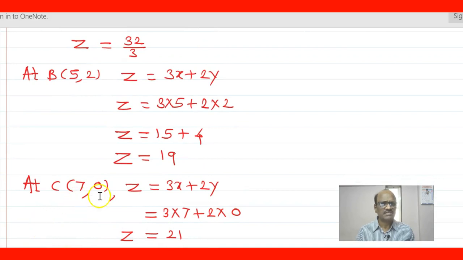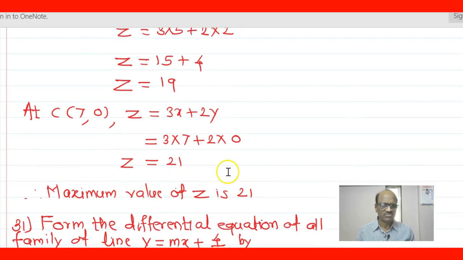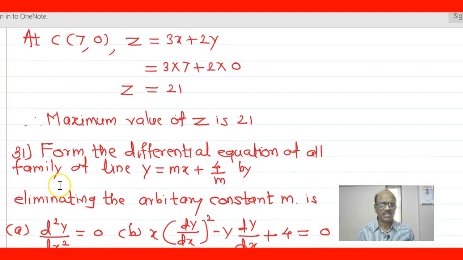At the point C (7, 0), z equals 3x plus 2y. Substitute x equals 7 and y equals 0, then z equals 21. Therefore, the maximum value of z is 21.